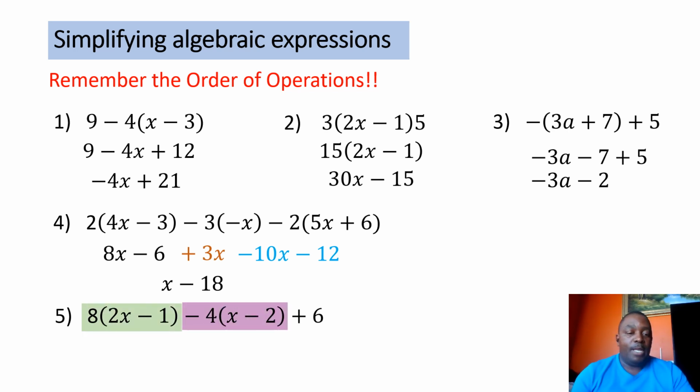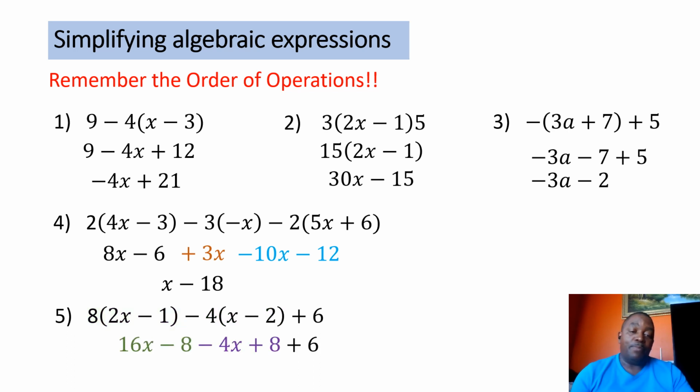Here's another one, and here again we've got an expression with 2 complex terms. We need to sort out those complex terms first. The first bracket multiplied gives us 16x minus 8. The second bracket, take note again, there's negative 4 multiplying inside that bracket. So you have to make sure that when you multiply inside, you're multiplying by negative 4. That gives you negative 4x plus 8. Then the plus 6 comes down, add your like terms, and you end up with 12x plus 6.